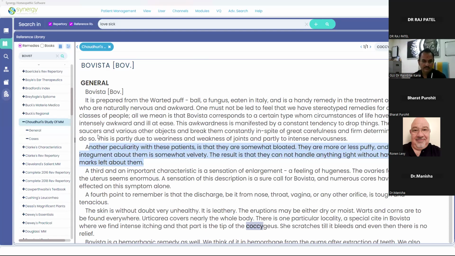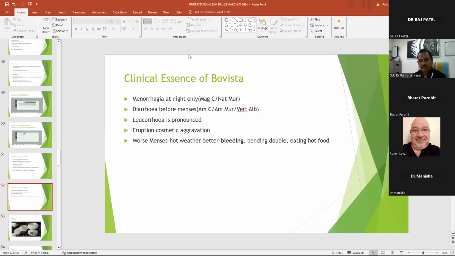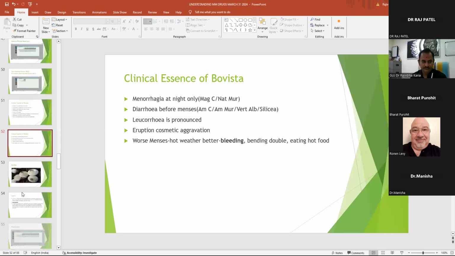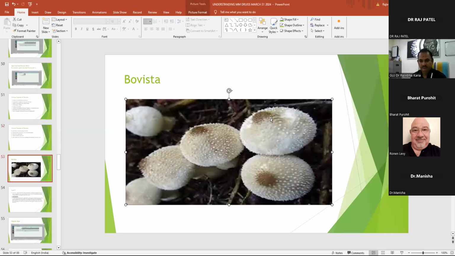So the next clinical essence of Bovista. Menorrhagia at night time, Mag carb and Natrum mur. Diarrhea before menses, Ammonium carb, Veratrum and sometimes Silicea also. Silicea is gastritis. Leukorrhea is prominent. Eruption cosmetic, worse menses, hot bleeding, bending double, eating hot food. So this is Bovista, puff ball.